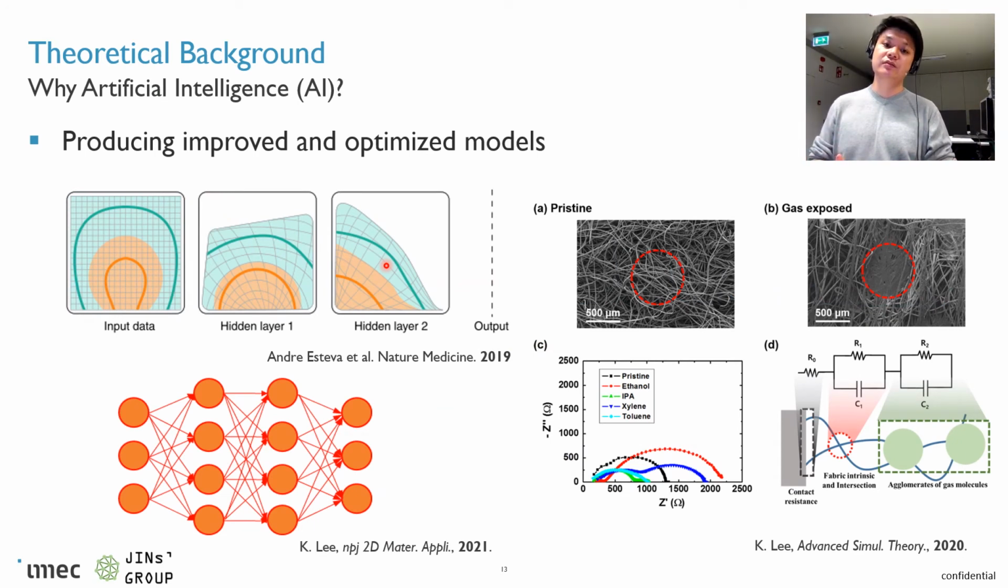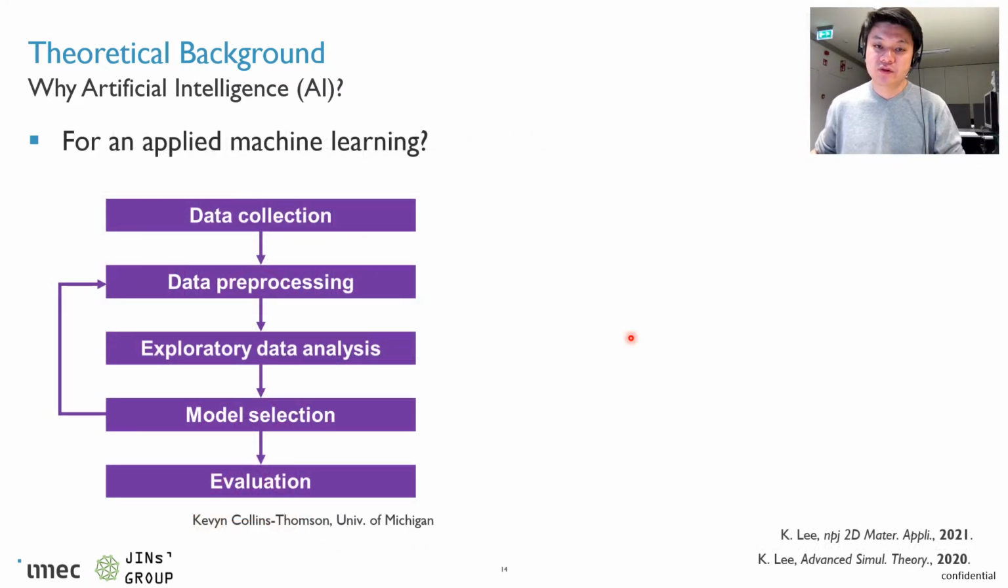So the reason we should use the AI approach for analysis is to handle the complexity and volume of input data by producing improved and optimized models. For applied machine learning, in my opinion, we need a simple sequence like this.